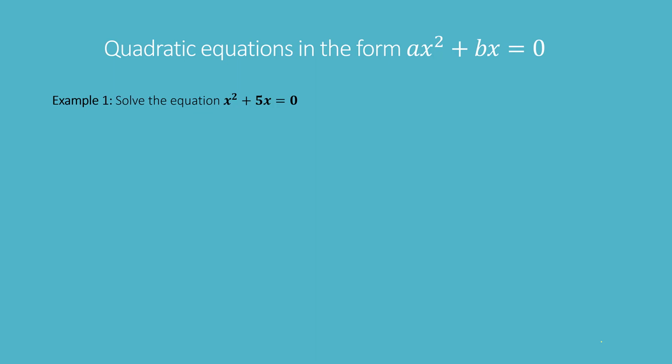We can tell that this equation is in the form ax squared plus bx equals 0 because the first term is a quadratic term, and the second term is a linear term. The quadratic term is the one that has the variable raised to the second power, and the linear term is the term that has the x raised to the first power, and both terms can have coefficients.